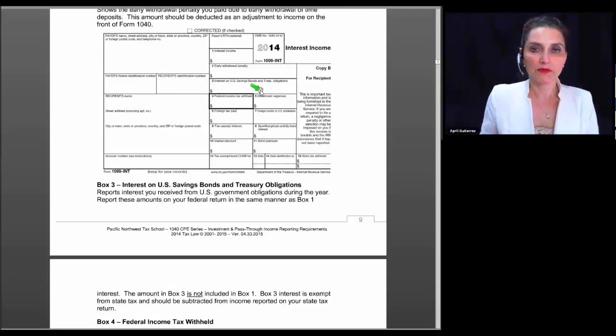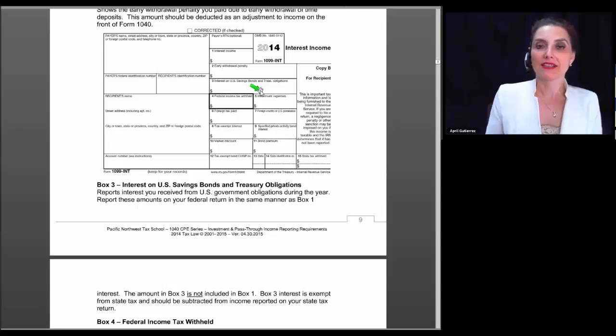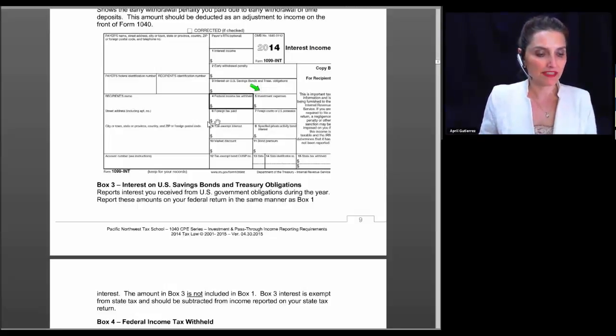Box 5 might reflect investment expenses that you are entitled to deduct. Investment expenses would be carried to Schedule A and could be deducted there. But the other place investment expenses come into play is if you are figuring the net investment income tax. That tax is assessed on your net investment income, and you can reduce your net investment income by investment expenses.